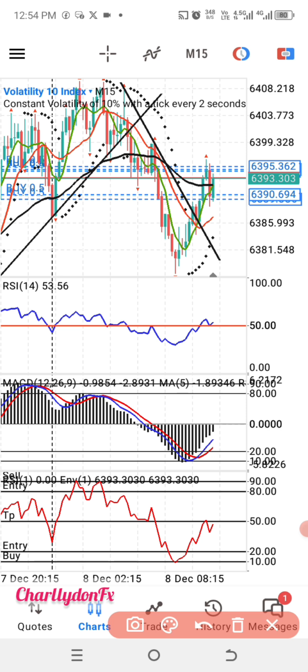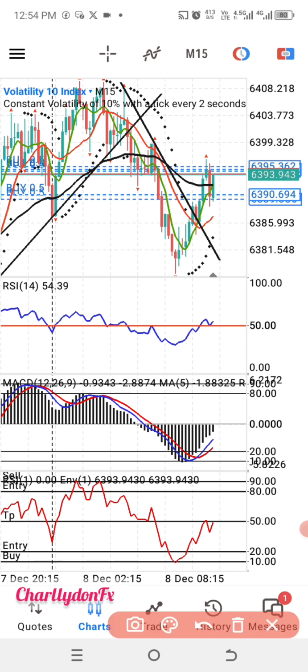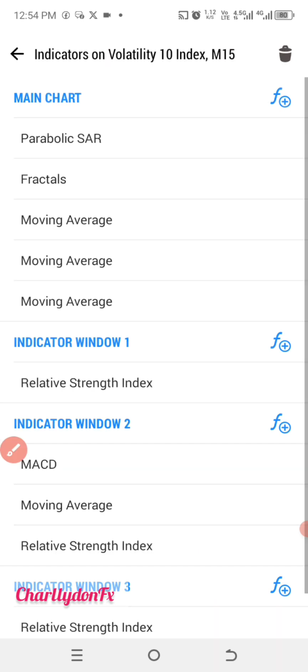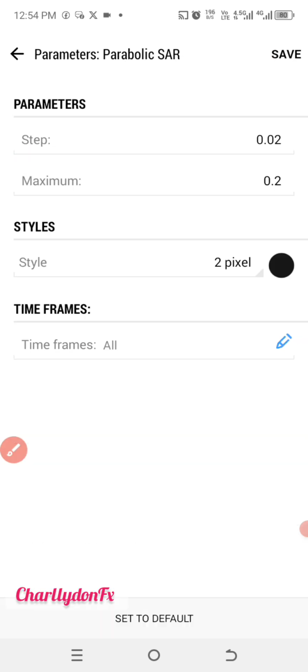So without further ado, let me show you guys the settings. We'll head over to our indicators list. The first on the list is our parabolic SAR.